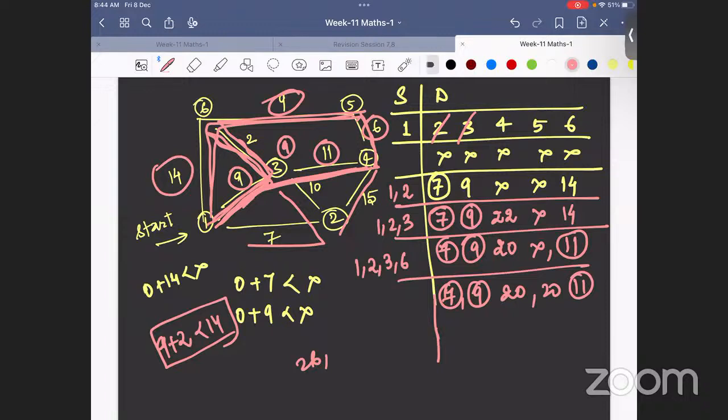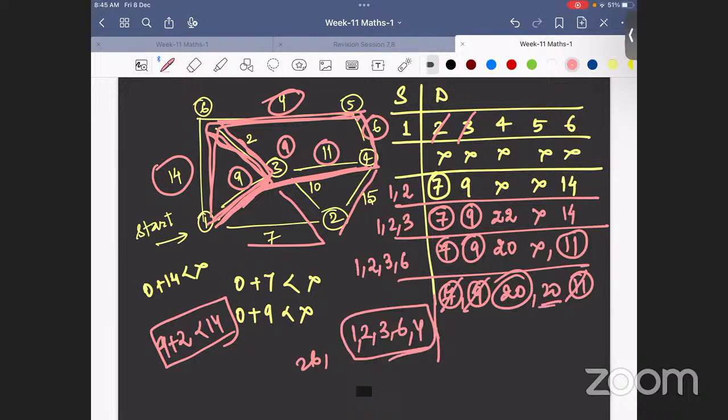So now out of this 20, 20, you have already taken this. You can take out any of the two. So 1, 2, 3, 6, 4. Now with the help of all this, 1, 2, 3, 6, 4, can you reach 5 with a better way than 20? I guess not. No, sir. So this would be the case: 1, 2, 3, 6, 4, 5. And now you can get the weight also. So the minimum cost to reach from 1 to all the other destinations.